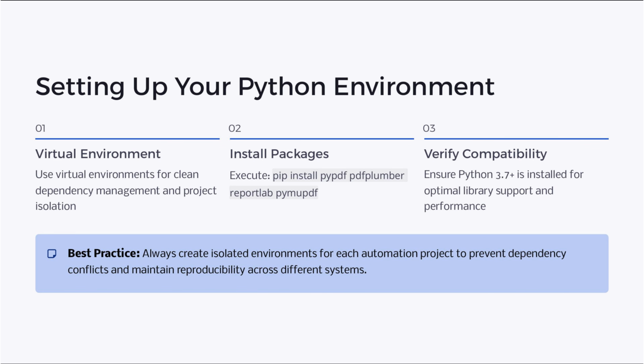Utilize virtual environments to manage dependencies and isolate projects effectively. Install essential packages like PyPDF, PDF Plumber, ReportLab, and PyMuPDF using pip. Ensure Python 3.7 or higher is installed for optimal library support. Always create isolated environments for each project to avoid conflicts and ensure reproducibility across systems.